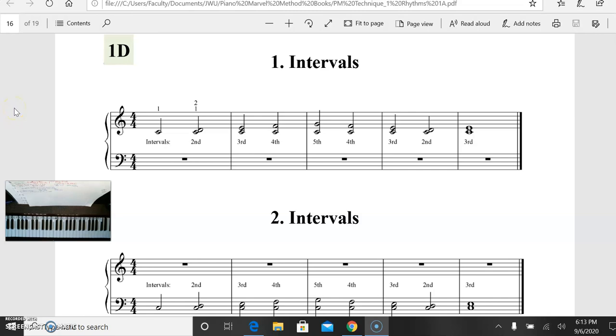Hello. In this video, we are going to be going over the concept of intervals when you play them at the piano keyboard and also when you see them in your music. So right now I am on the 1D portion of the Piano Marble Technique book, and this is page 13 for 1D.